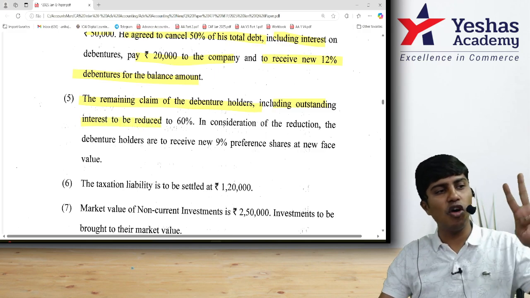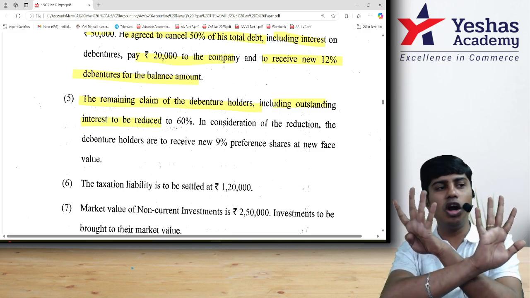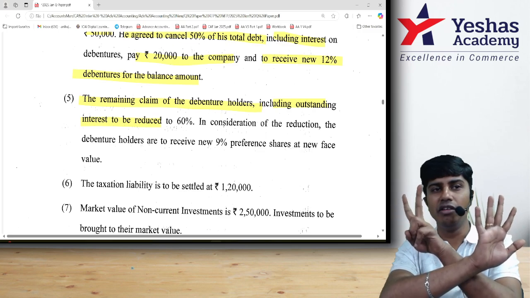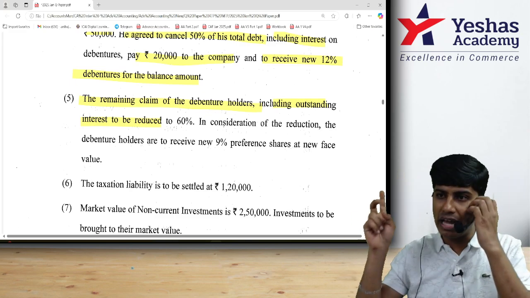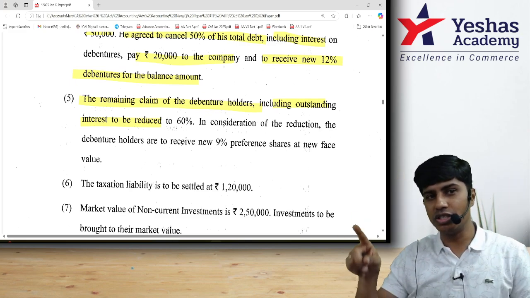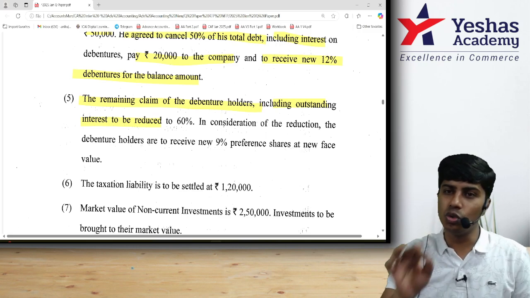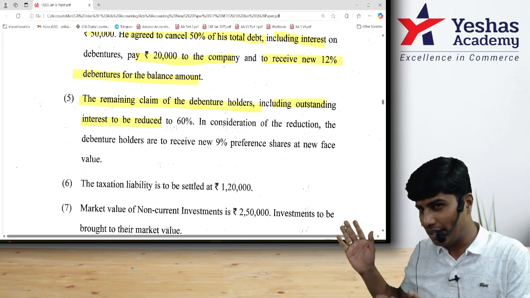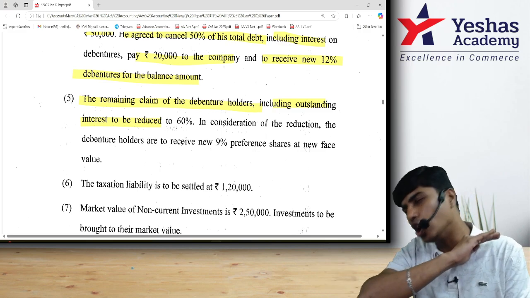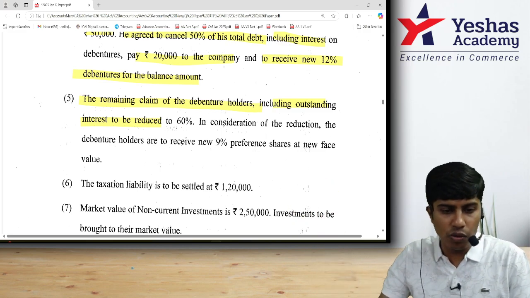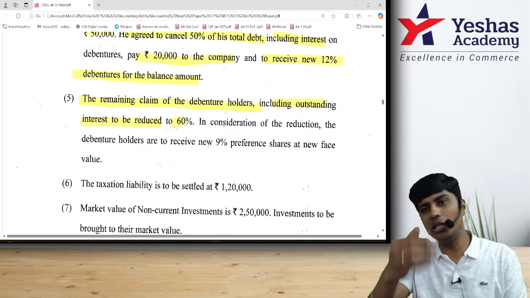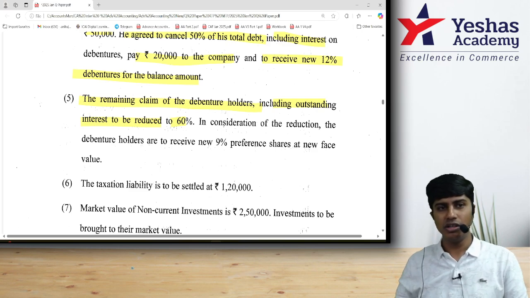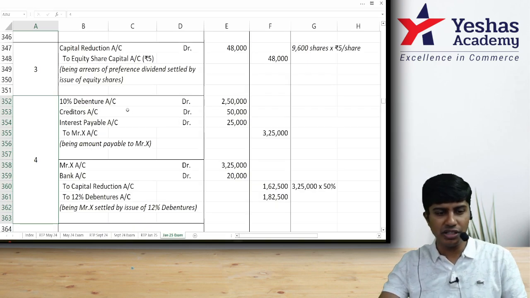And including outstanding interest. Outstanding interest was 45,000. In that, what belongs to Mr. X is 25. You remove 25, remaining is 20. So 2 lakh worth of debentures, 20,000 worth of interest. Together 2,20,000. Both are liabilities in the balance sheet. We are once for all closing it completely. I would write it. It is reduced to 60%. Meaning 40% is transferred to capital reduction.